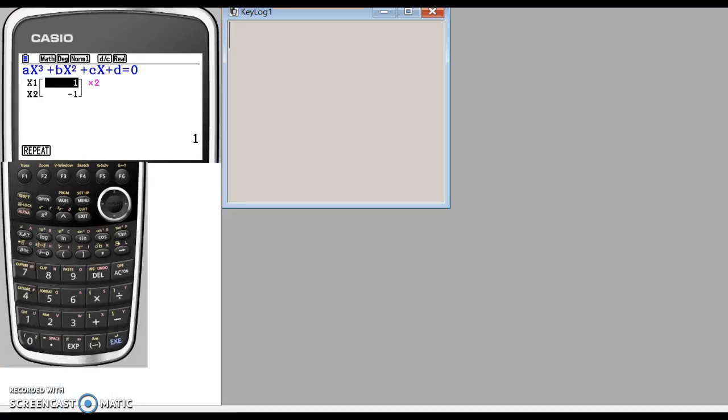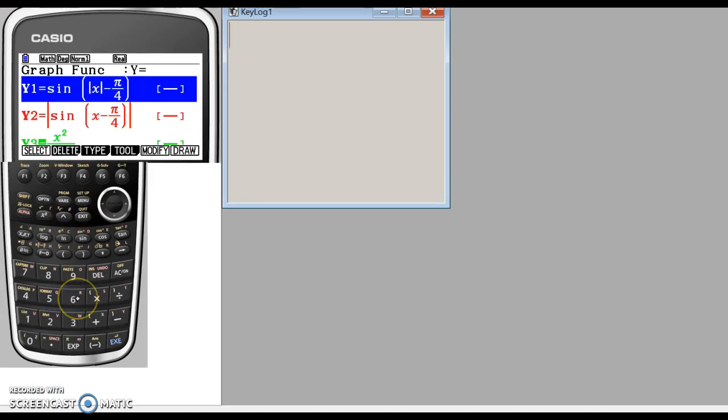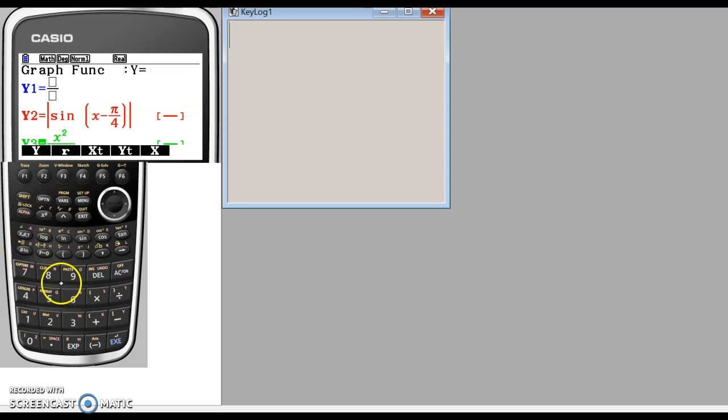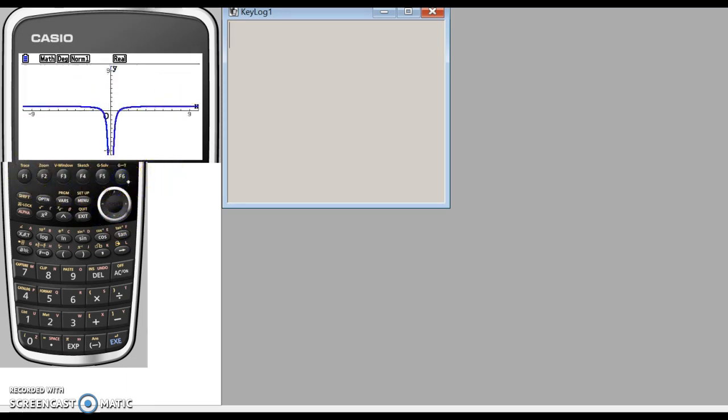The alternative to that is if we work with the function of f dashed of x, so we place that in as x plus 1, x minus 1, divided by x squared, remembering this is the first derivative function. We're going to end up with a vertical asymptote at 0.